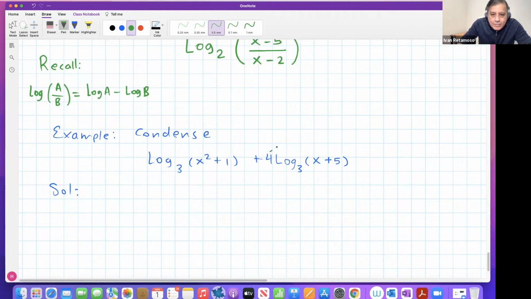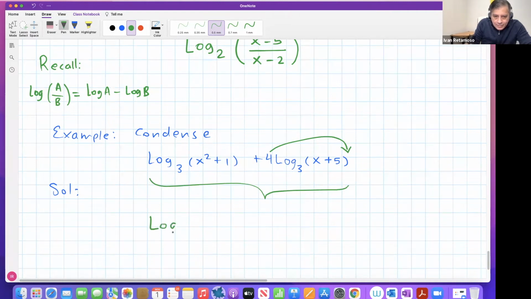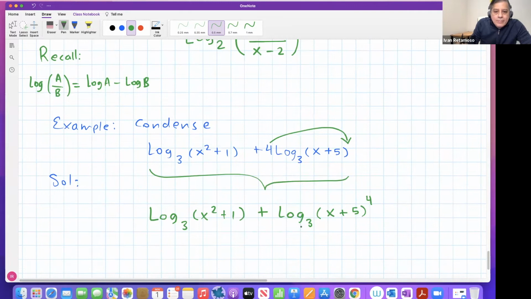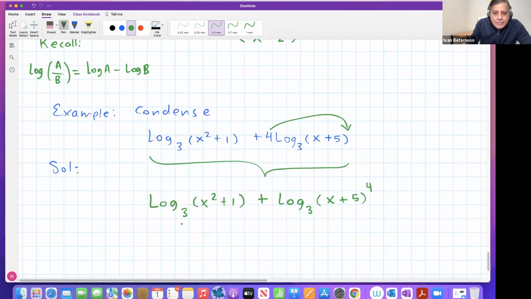So allow me to put this 4 back here as an exponent. What we're going to do is rewrite this as log base 3 of x squared plus 1 plus, putting this back here using the power rule backwards. And you say, why are you doing that, Professor? Well, because I'm preparing the ground to condense this. So now, condense.